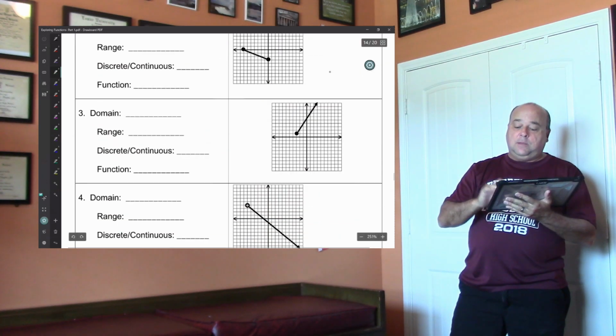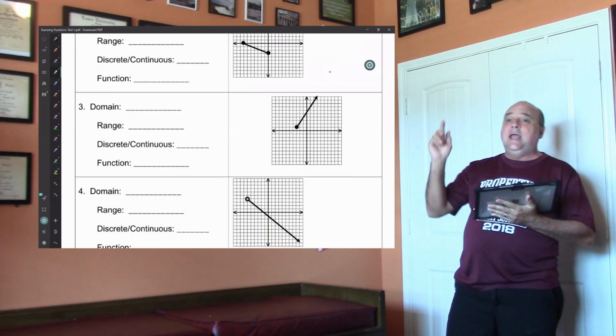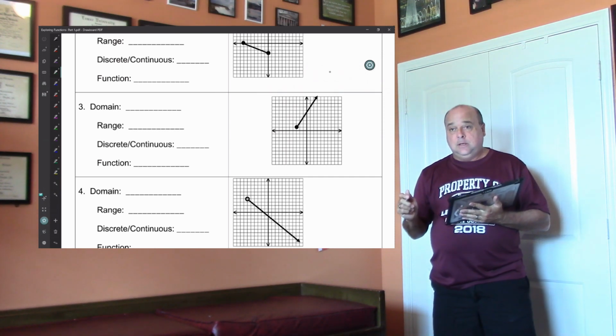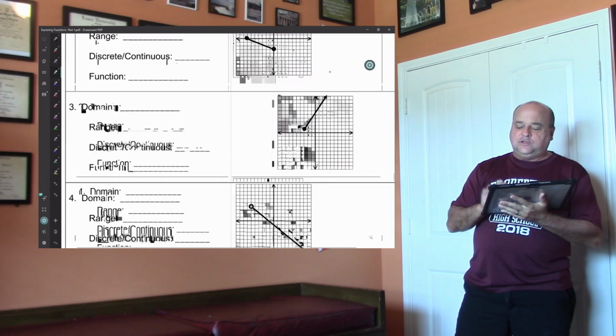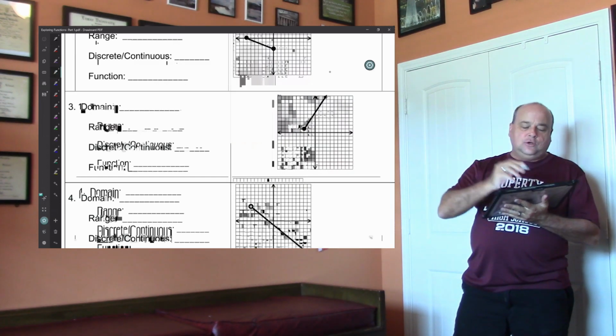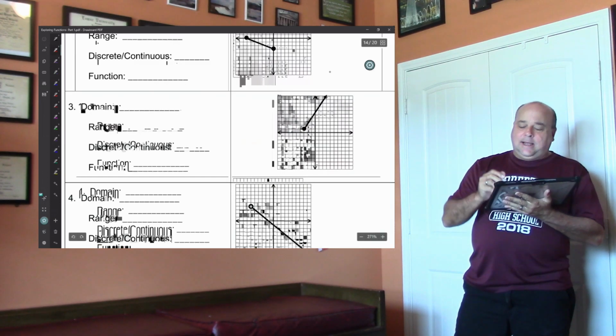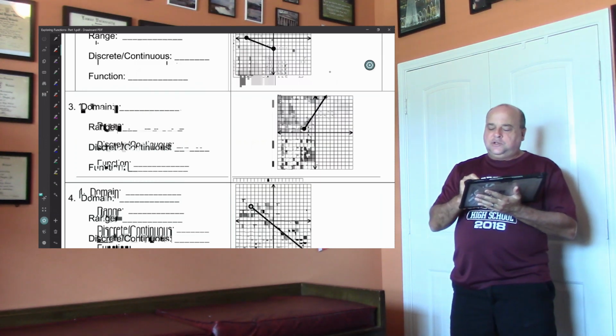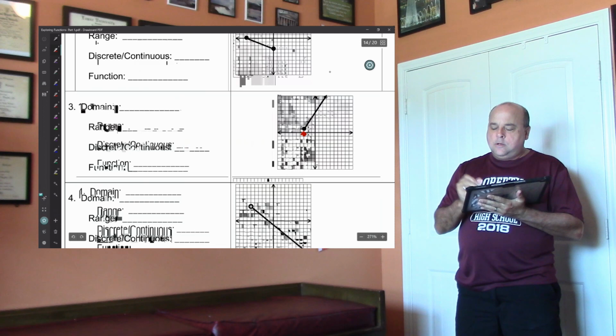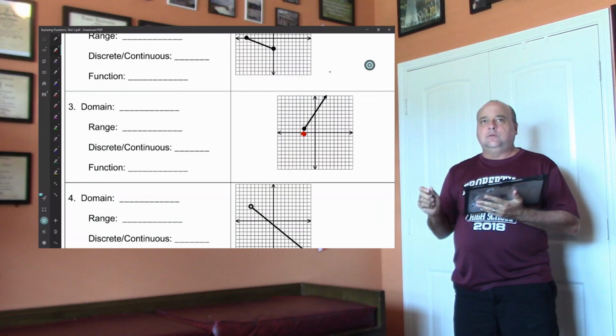Let's do number 3 because that was not talked about, and it has an arrow tip. So number 3 has an arrow tip in it. This will be a little bit different. So let's do the x first. On the x-axis, we're going to start to the left and go to the right. So we're going to put a dot here. That's where the graph starts from left to right.